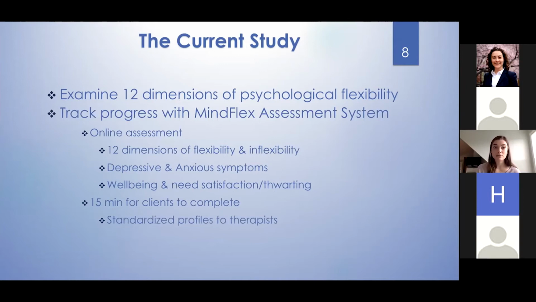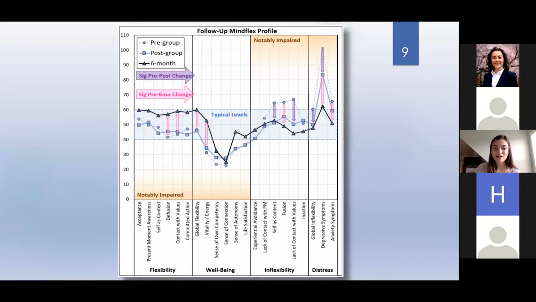And then once the client completes the assessment, standardized profiles are created by myself or Ron. This is an example of a profile. So just to orient you, if you look at the flexibility, you can see 6 dimensions of flexibility as well as 6 dimensions of inflexibility. There's also a global flexibility composite and a global inflexibility composite, and well-being outcomes like sense of autonomy, life satisfaction, and distress outcomes like depressive and anxious symptoms. And it's tracked over 2 months of treatment most times, but the therapist can give the assessment to the client whenever they see fit.